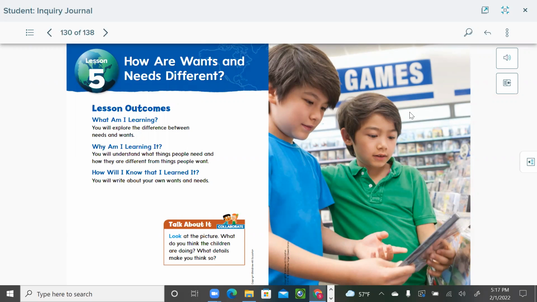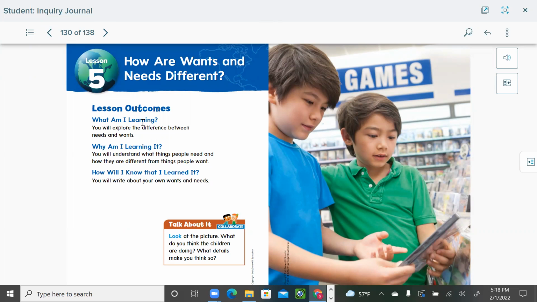238. In the previous lesson, we learned about jobs in the past and in the present, and the difference between how people worked in the old days, if it was hard or easy, and what people do nowadays. In today's lesson, you're going to learn about how our wants and needs are different.